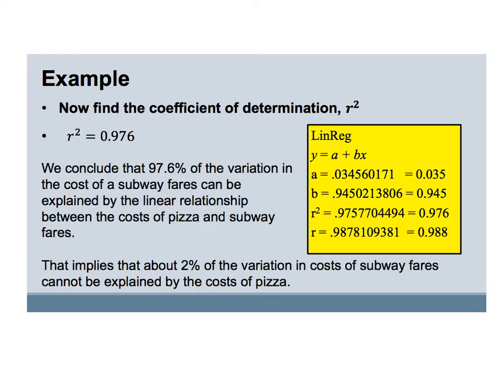So there wasn't much else that had to do with it in this survey, okay? There was only 2% of the variation in costs of Subway fare that cannot be explained by the cost of pizzas. And like I said earlier, a lot. So if it asks you to interpret R squared, it'd be a sentence something like this. You'll have an example like that in a little bit.